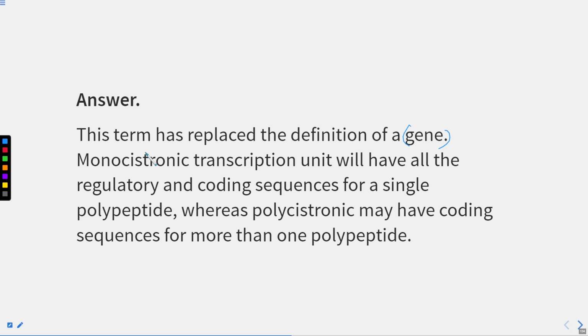Now, a monocistronic transcription unit will have all the regulatory and coding sequences for a single polypeptide. I've told you it consists of one cistron, meaning it codes for only a single polypeptide. Whereas polycistronic units, such as the lac-operon, may have coding sequences for more than one polypeptide. So an example of a polycistronic unit is the lac-operon.